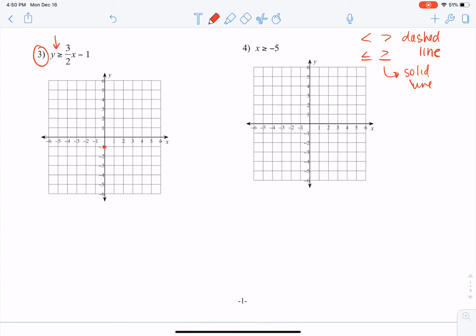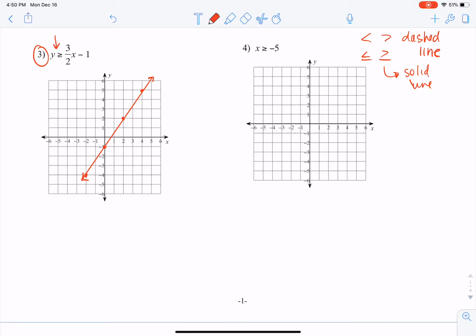So I'll come down here to negative 1, and I can go up 3 and over 2, up 3 and over 2. And from here, let's make this a little straighter. Up 3 and over 2. So from here, I can make a nice straight line here. And it's a solid line because it's less than or equal to.